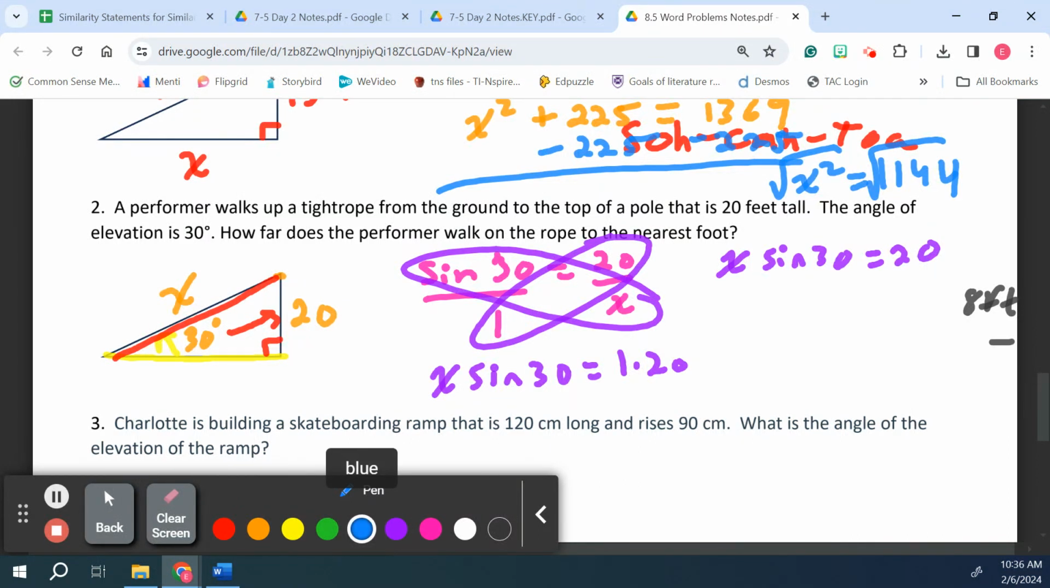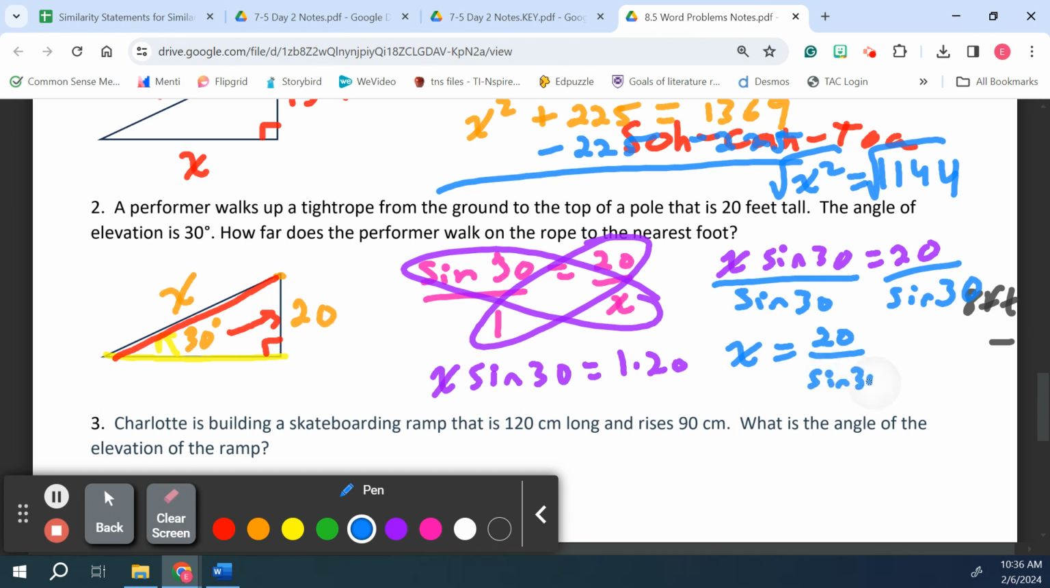Now remember, this is just a number. So I'm going to divide both sides by the sine of 30, which leaves me with x equals 20 over the sine of 30. Put that in your calculator and someone tell me, what does x approximately equal to the nearest foot?